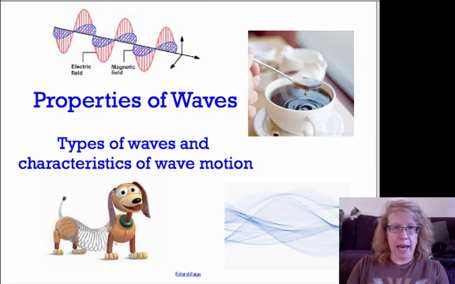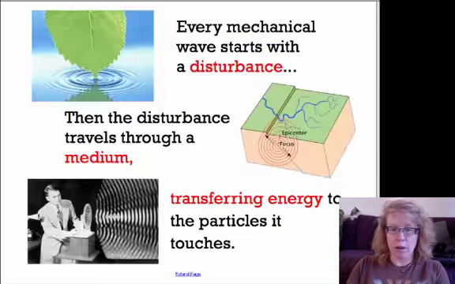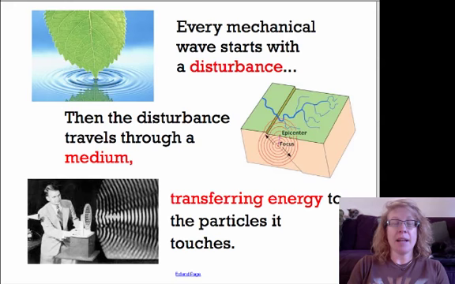So let's take a look at how waves form and what they're all about. So first things first, mechanical waves. I'll talk about electromagnetic waves in a second, but mechanical waves, every single one of them has to start with some sort of a disturbance. Something has to get matter moving around a little bit, and it could be touching something, it could be a drop, it could be a shove, but whatever, some sort of a disturbance has to transmit some energy to the matter that's around it.